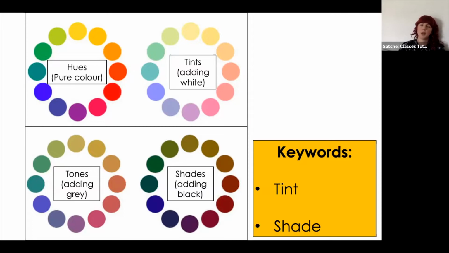You might say, well, that pinky colour is now looking really, really pale. You might say that the yellow colour is now looking really, really pale or muted. Sometimes we use the word muted as well. Then we have on the bottom left, different tones.